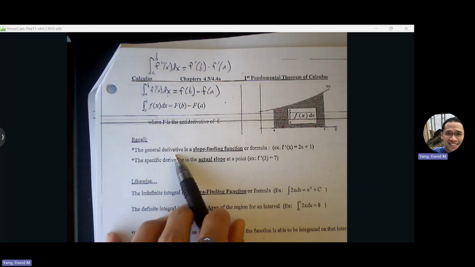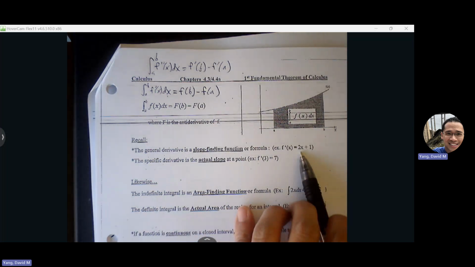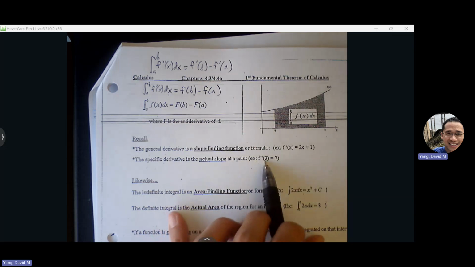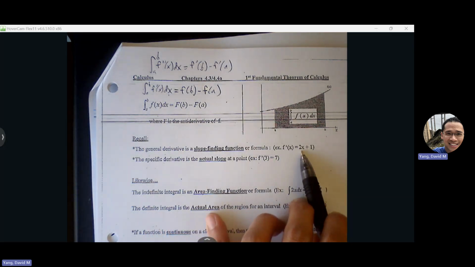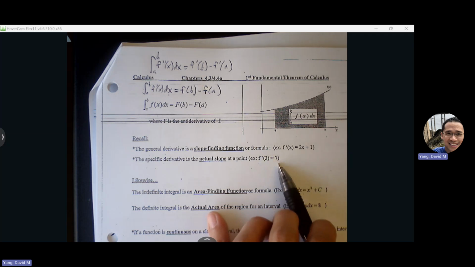So when we do a general derivative, this is from first semester, we know a derivative is a slope finding function, right? If I find f prime of some function, then that f prime can be used to find the slope of the original function I started with. And then a specific derivative is the actual slope at that point, right? So first semester, we were able to create a slope formula that can give us information about any point on the curve. And then we can plug in a specific number to get a slope at that particular point.